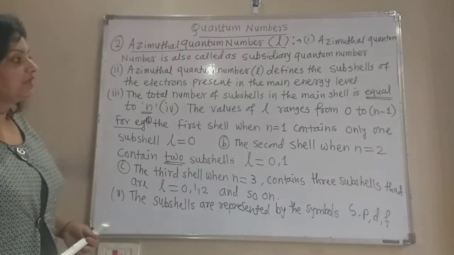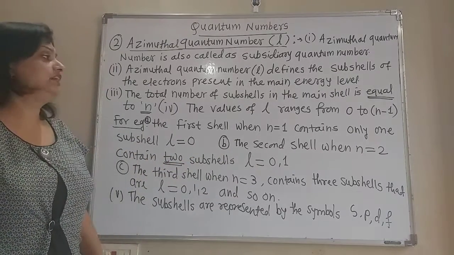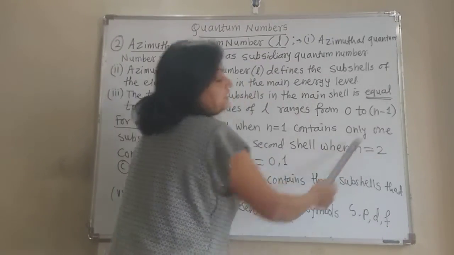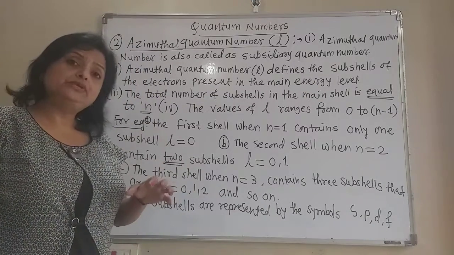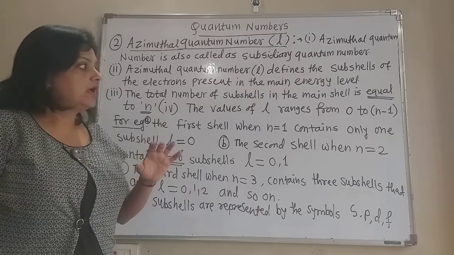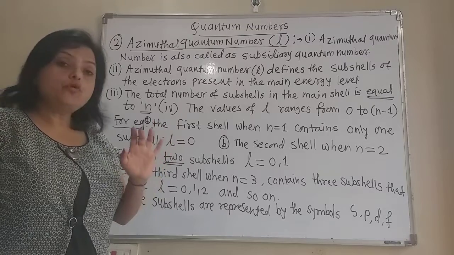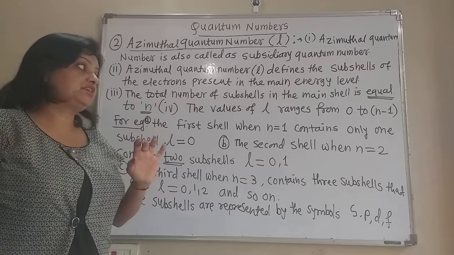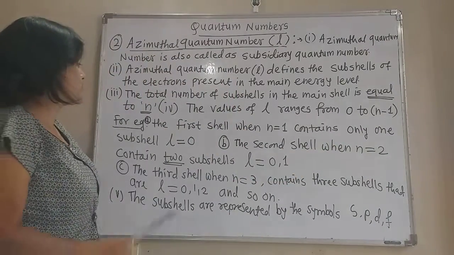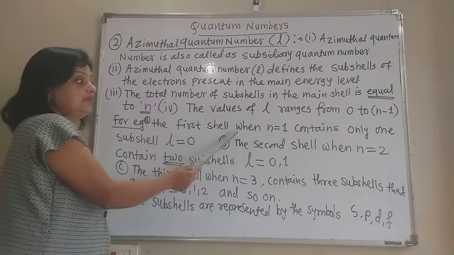For example, again, the values of l: how can we calculate the values of l? The values of l range from 0 to n minus 1, which means a 0 value is always there. The values of l start from 0. And in the n shell, how many subshells are present is given by this formula, 0 to n minus 1.